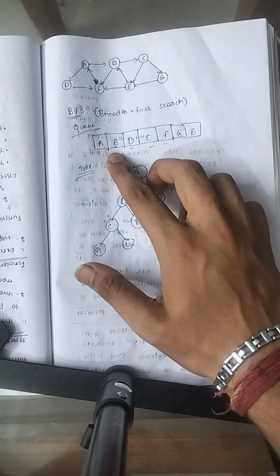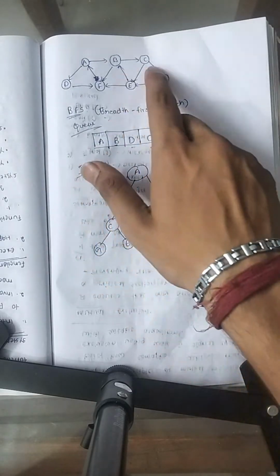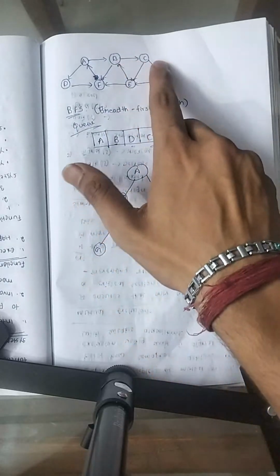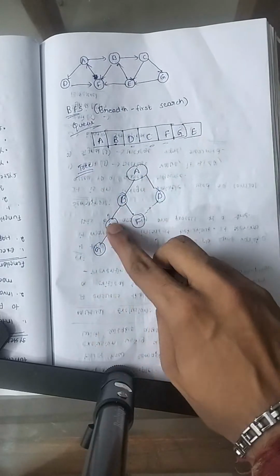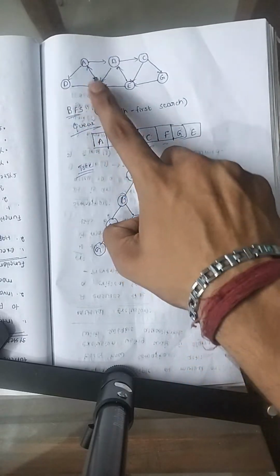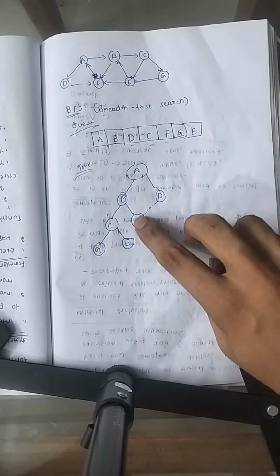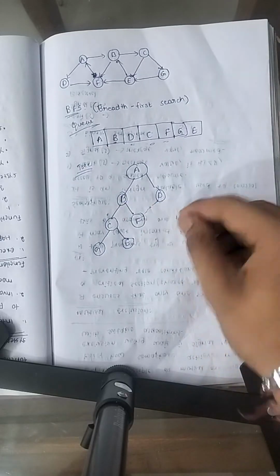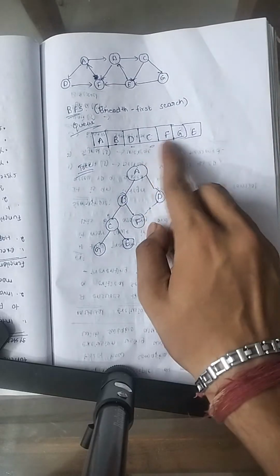So B, what are all the outgoing nodes from B? C, F, right? So for B, I am writing C, F. And what is for D? D's outgoing node is F. It is already connected to B, that's why I am writing a small arrow to F. So after F, okay, done.